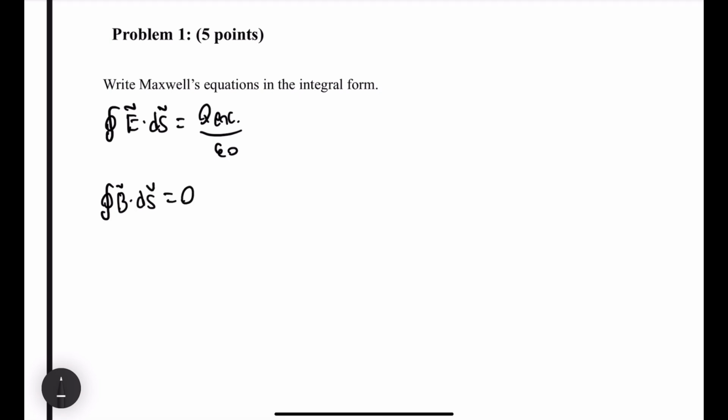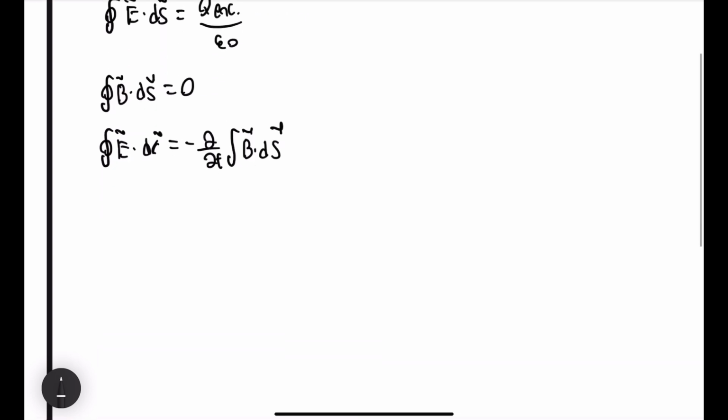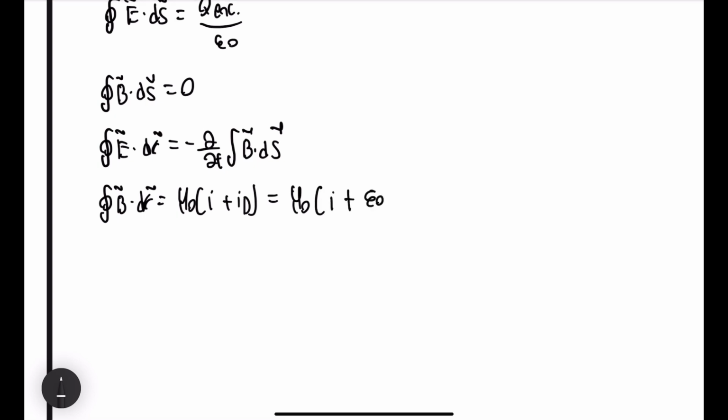The third one is Faraday's law, which is the closed loop integral of E dot dr is equal to negative the partial with respect to time of the flux of B dot dS. And the last one is Ampere's law with Maxwell's modification, which is the closed loop integral of B dot dr is equal to mu naught (I plus I_D), where I_D is displacement current, but you have to write I_D in its full form, so it's mu naught I plus epsilon naught times the time partial derivative of the flux of E dot dS.